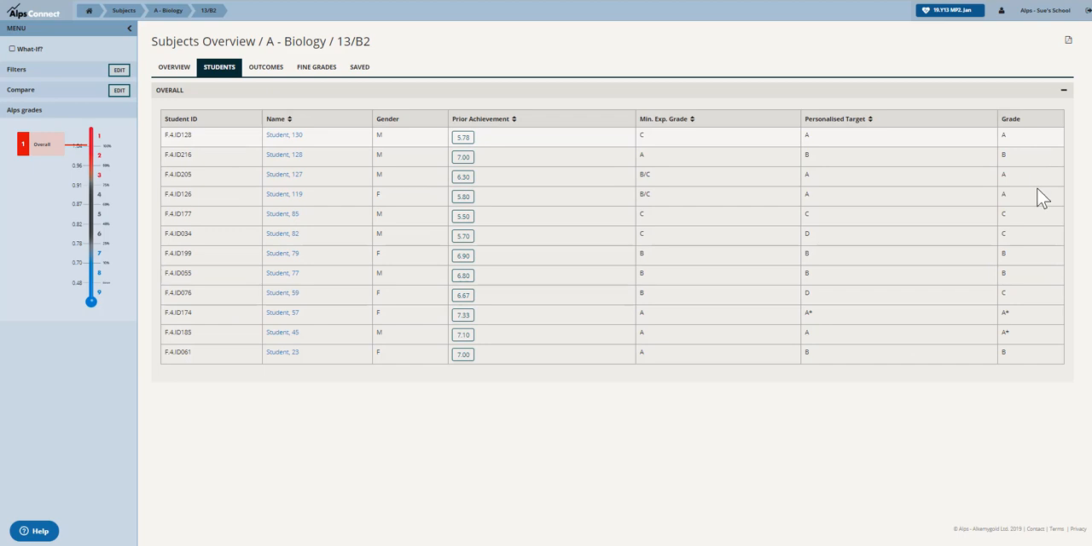So for example, is that realistic? If I sort by prior attainment, you know, there's a couple of A's down here. Is that realistic? It doesn't answer the questions, but allows you to ask them.